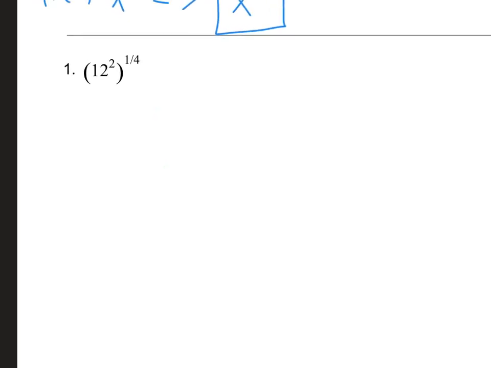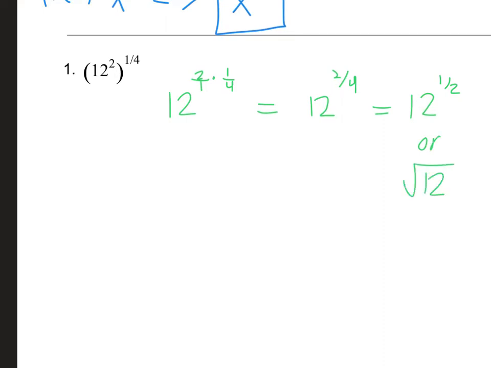So when I have 12 squared to the 1/4 power, really all I'm going to do is 12 to the second power times 1/4, right? So I'm going to make that a fraction. So really I have 12 to the 2/1 times 1/4. If I multiply those across, I'm going to get 12 to the 2/4. And I can simplify that to say I have 12 to the 1/2. Which, if I really wanted to, I can simplify more and say that's the square root of 12. Remember, because 1 is exponent, 2 is radical, or 2 is root.